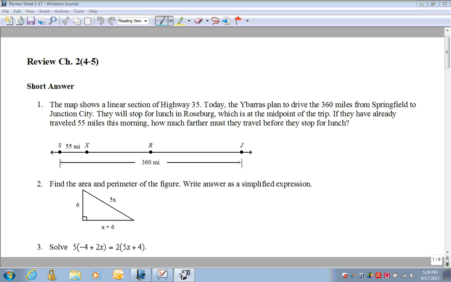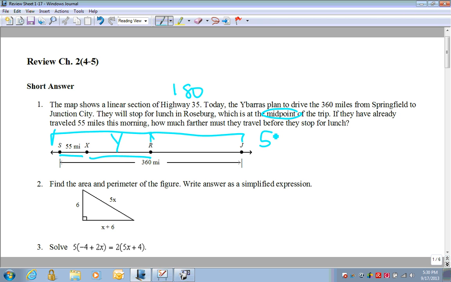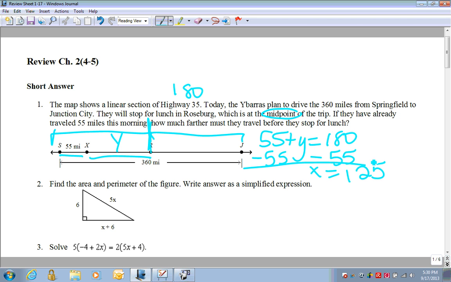All right, let's get busy with number 1. On number 1, I have two pieces that add up to 360. I notice in the problem that it says that is the midpoint of the trip, so halfway through would be 180. I need to take this piece right here, and let's call it Y, since that's already X. Now I know that this piece plus that piece added together is going to equal 180. If I subtract 55 from each side, my answer is 125. Now it says, how much further? Yes, we did answer the question, 125.